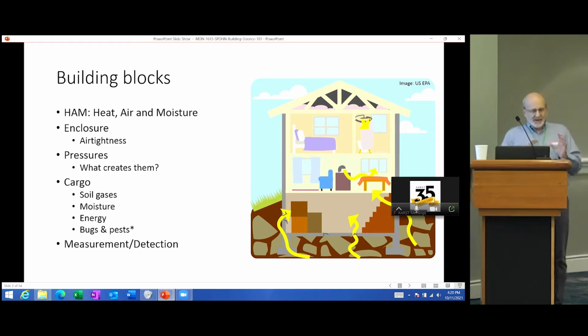We'll be talking about air tightness of the enclosure, how some of the pressures are created, and I think I'm learning a lot just this last day or so about radon and vapor intrusion. And I think some people here may actually know a little bit more about this than I do, but I want to present what I know from my perspective. So if you see anything here that's kind of going off base, raise your hand, let me know, and we'll get it corrected. Some things are the cargo that comes along with this pressure and the penetrations, things like soil gases, moisture, loss of energy, and through these holes, literal holes, are bugs and pests.